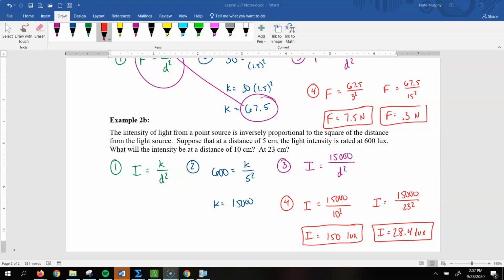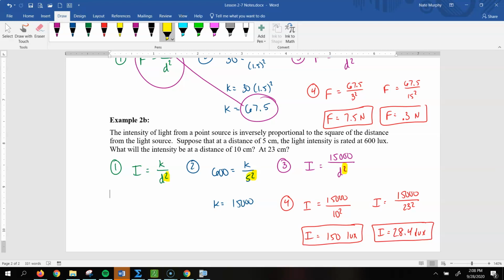Notice what I've been doing here with all of my work. I labeled each individual step. I would strongly recommend you doing that. It just makes it easy to go back and check, especially if you do your work horizontally like this, because then as my eyes scan from left to right, I can easily see if I missed a square.